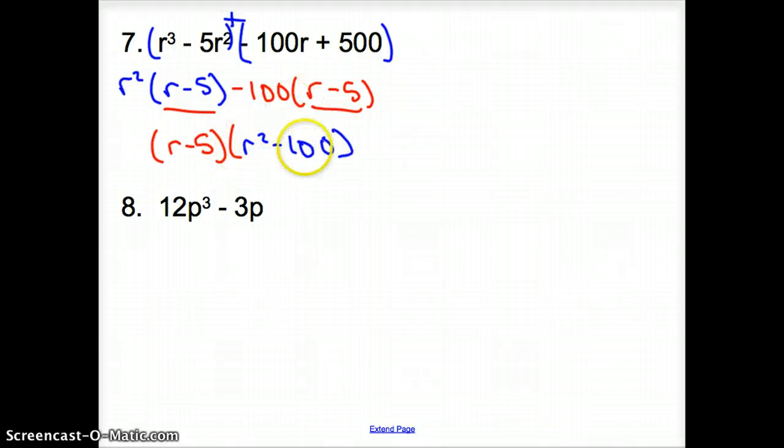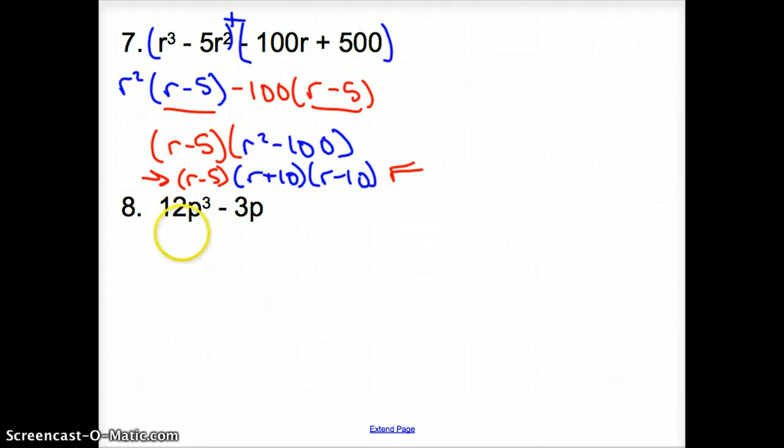Can we keep going with this one in the blue? Well, what times itself will give me r squared? That's going to be an r and an r. What times itself will give me 100? That is 10 and 10. Plus and a minus because there is no middle term. It adds up to 0. And then finally bring the r minus 5 down because you did not touch it. Answer right there.